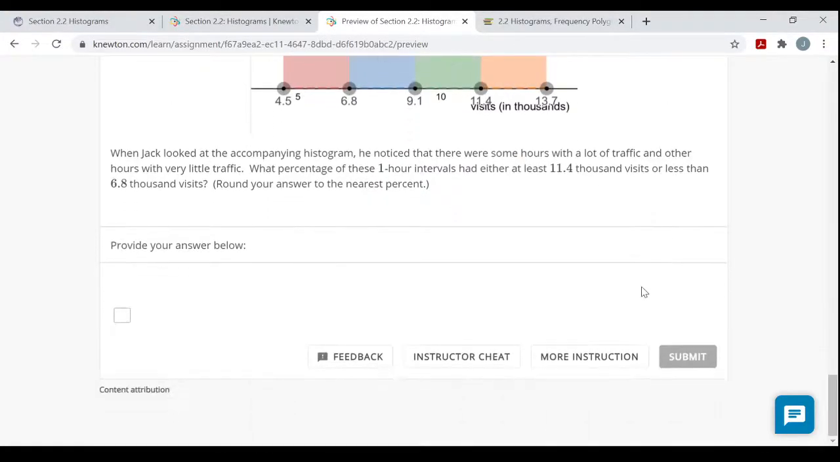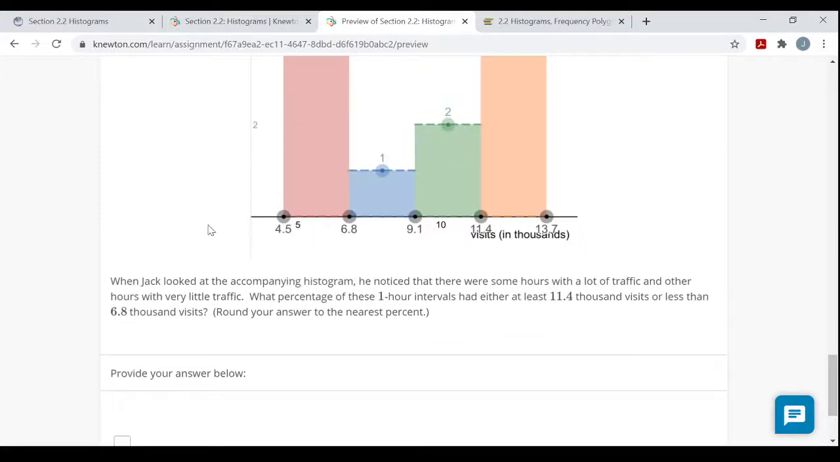And then we're probably going to be asked some question about it, right? So here, when Jack looked at the accompanying histogram, he noticed that there were some hours with a lot of traffic and other hours with very little traffic on his website, right? What percentage of these 1 hour intervals had either at least 11.4 thousand visits or less than 6.8 thousand visits?